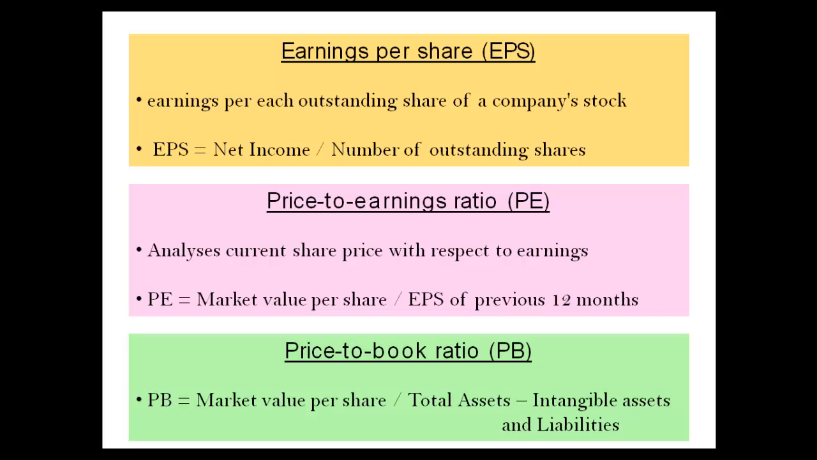Price to book ratio, PB. This ratio is the current market price of a share of stock divided by a stock's book value per share. To calculate the book value, subtract the preferred stock total from total equities and then divide the result by the number of shares outstanding. In simplified terms, PB equals market value per share divided by total assets minus intangible assets and liabilities.